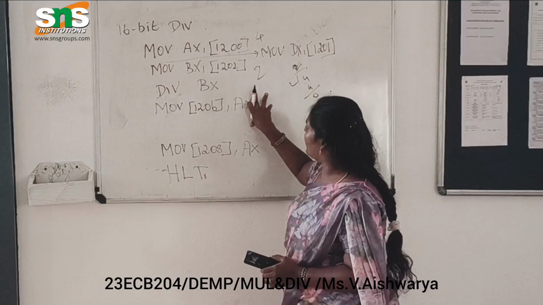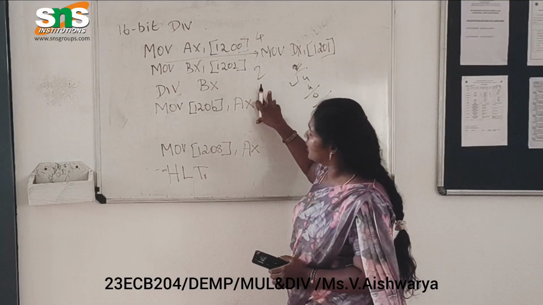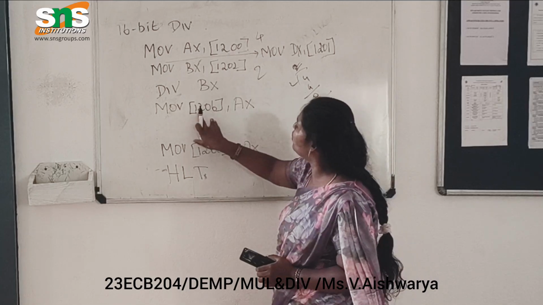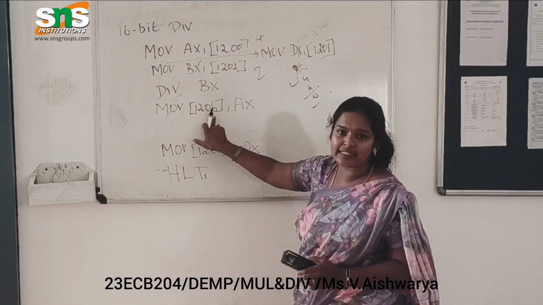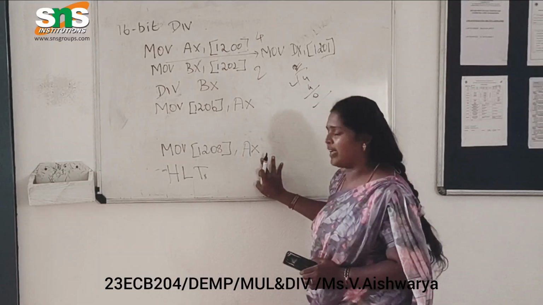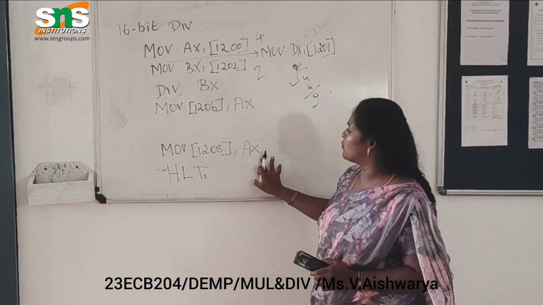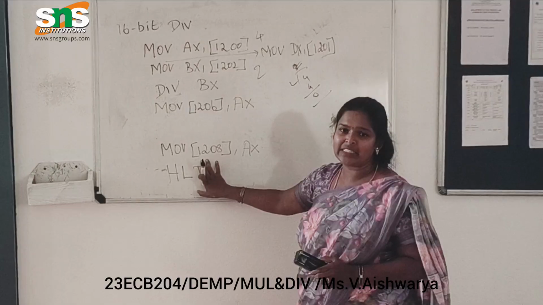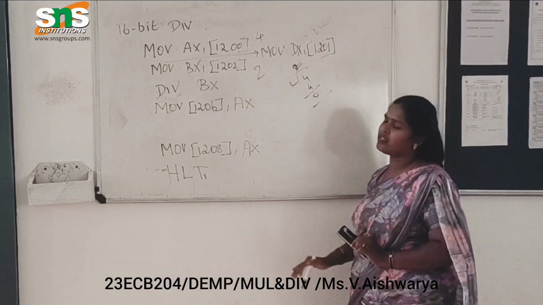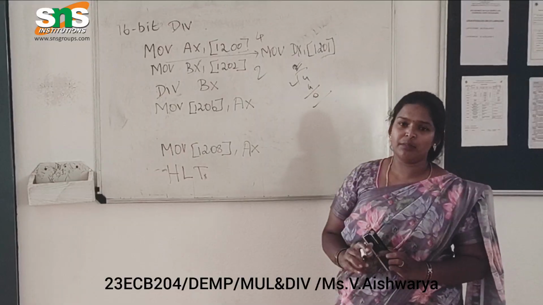The remainder value is stored in the AX register, and we move that value into address 1206. Then the quotient value is again in the AX register, and that value is moved to address 1208. Then we halt the program. So this is the process and operation of the division program.